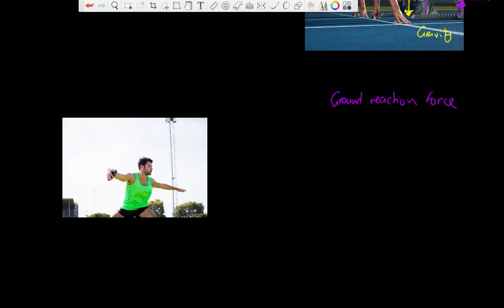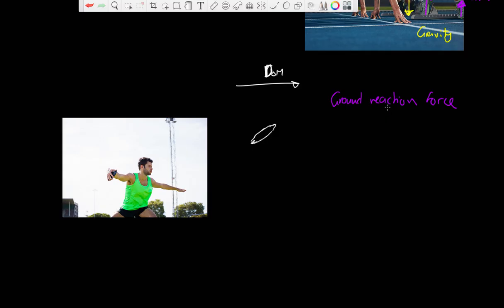Now then, this is an interesting one. What have we got here? We've got a discus thrower. So I've pictured someone who's about to throw a discus, and we're going to assume that the discus has been thrown and the discus is here. So imagine this discus has got a direction of movement in this direction. That's DOM, by the way. Direction of movement. So the discus is flying off in that direction.